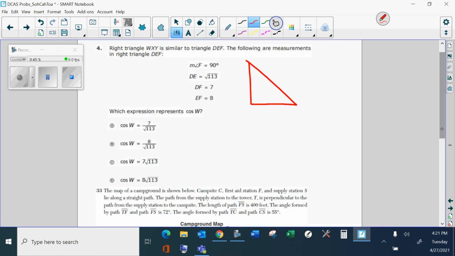Okay, and F is 90 degrees. So if F is 90, then the Y is 90. That matches up. So that means this has to be Y, W, X.